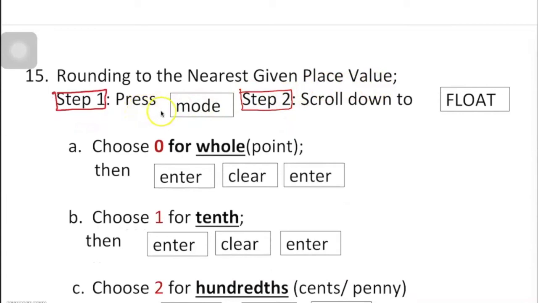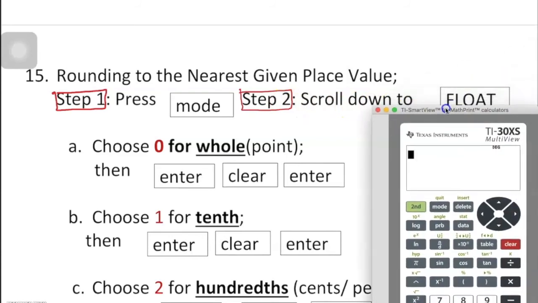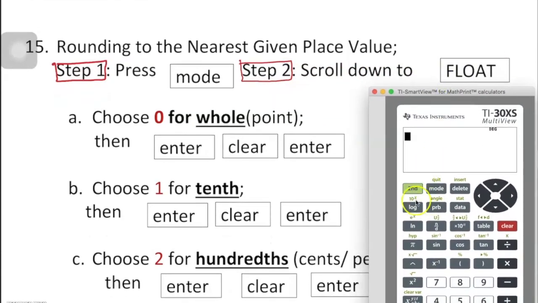So step 1, refresh mode, and then step 2, scroll down to float. Once we do that, what are those actually? Let me show you here. So reset mode, that is the mode here. And of course, scroll down to float. So we're going to use this arrow down to go to the float, and this is the third one.